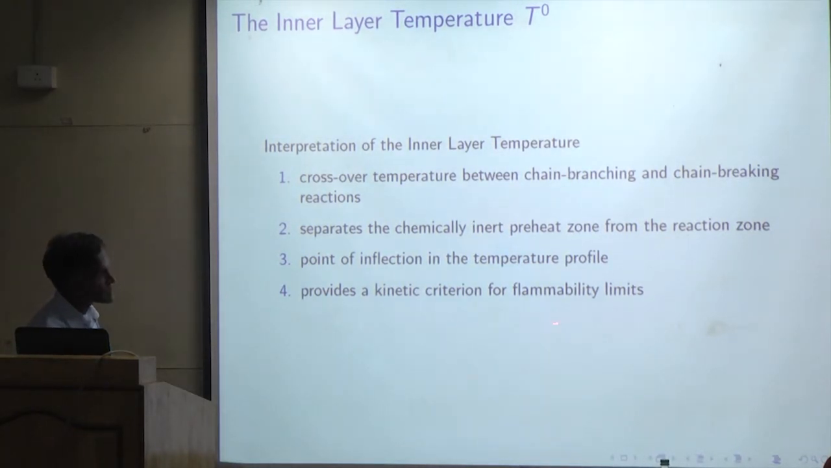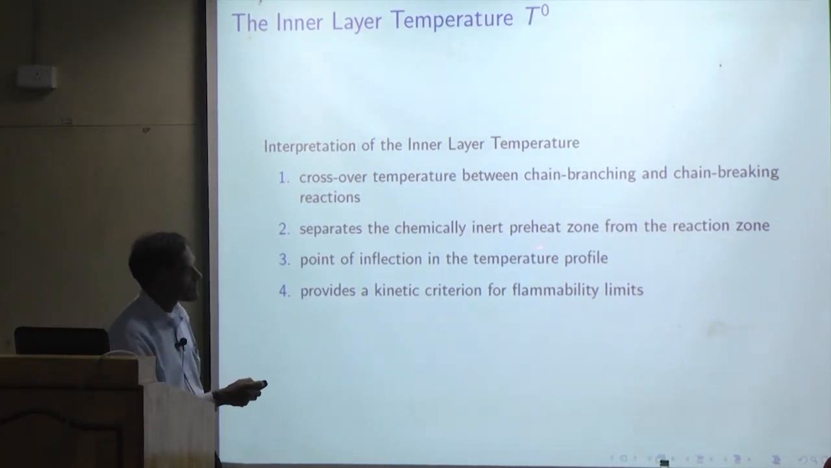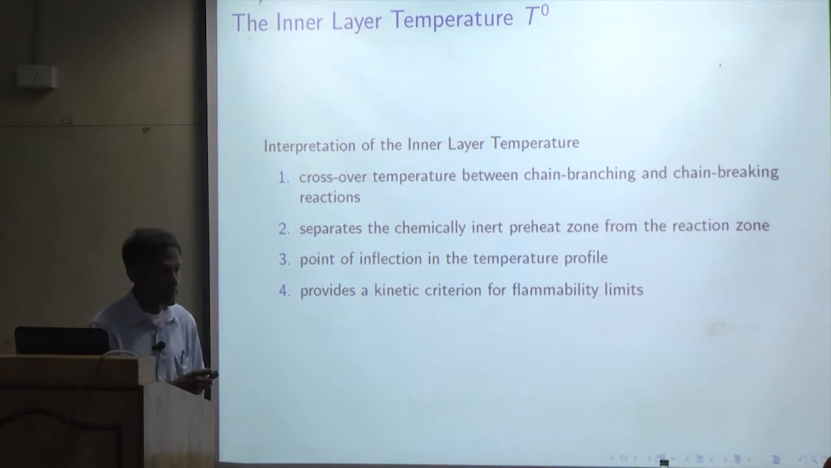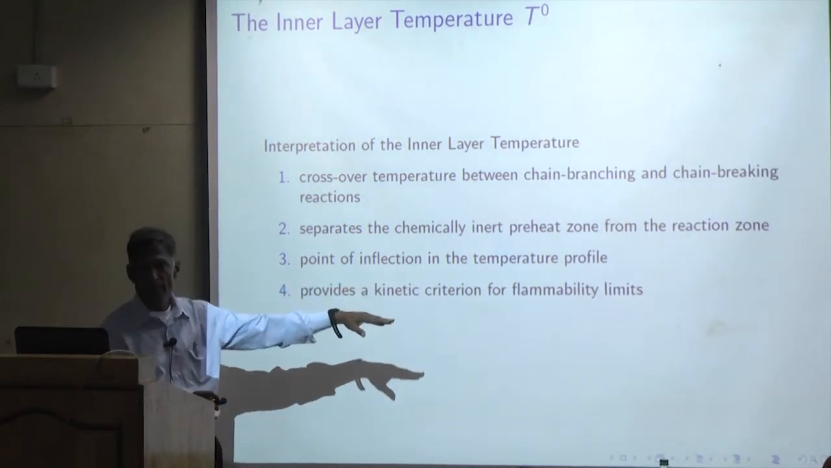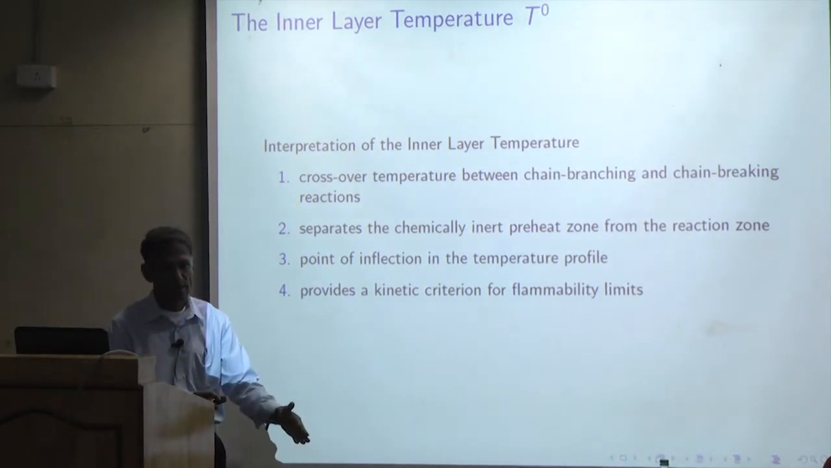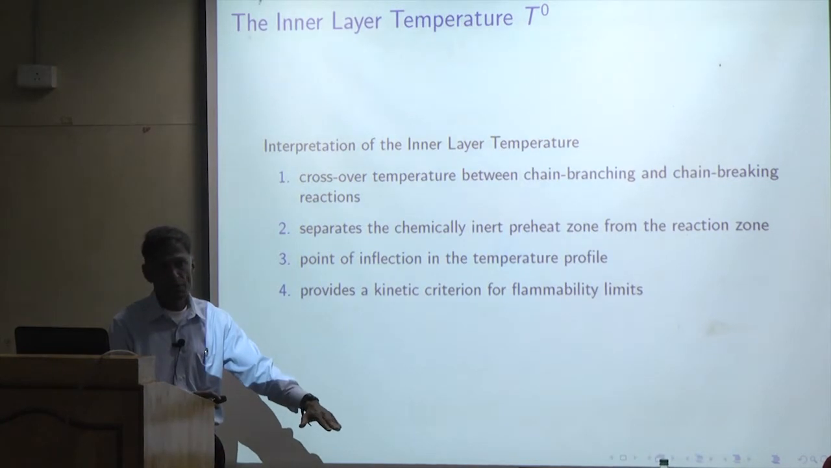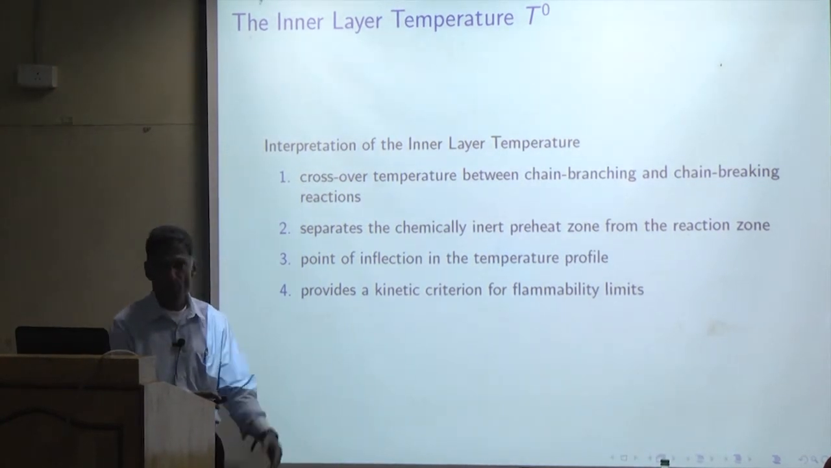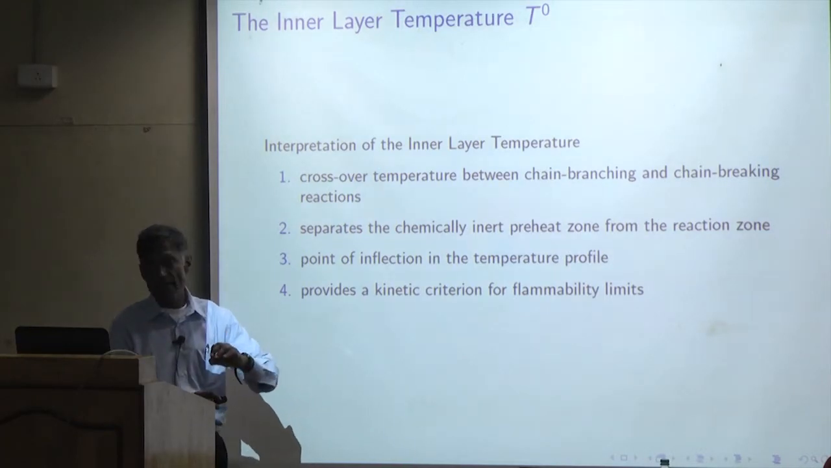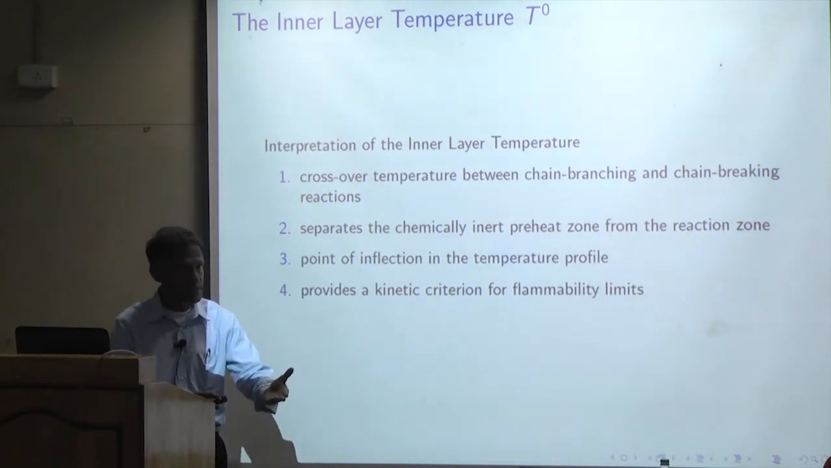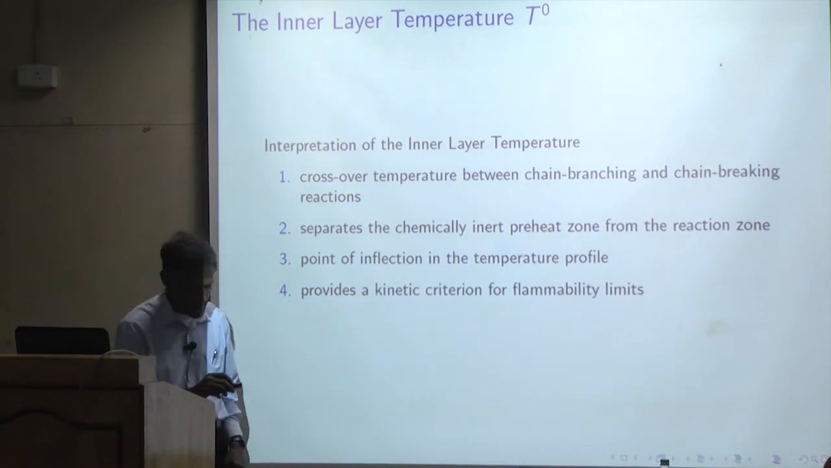And I want to tell you why it provides a criterion for flammability limits. We talked about the cold boundary difficulty. This is how rate ratio asymptotics removes the cold boundary difficulty, because it shuts out the reaction below the inner layer temperature. It's a natural solution to the cold boundary difficulty, as opposed to large activation energy asymptotics, where one has a large activation energy, which is not something that the system really has. These are all elementary rates.